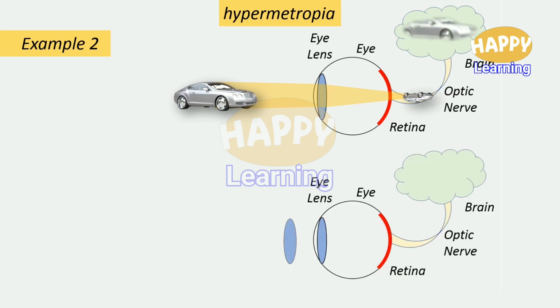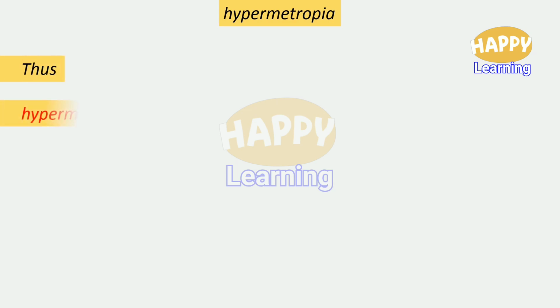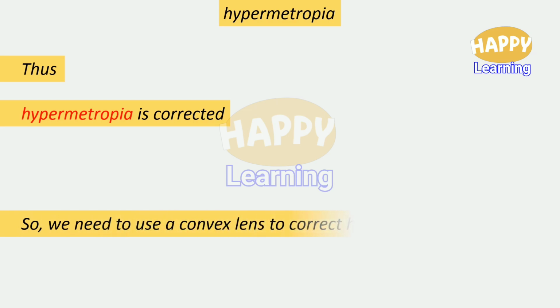Whereas if a convex lens is introduced in front of the eye, then the rays coming from the object at shorter distances are first converged by this external lens and then again converged by the eye lens, and the rays meet exactly on the retina, giving a clear image on the retina. The brain reads a clear image. Thus, hypermetropia is corrected. So, we need to use a convex lens to correct hypermetropia.